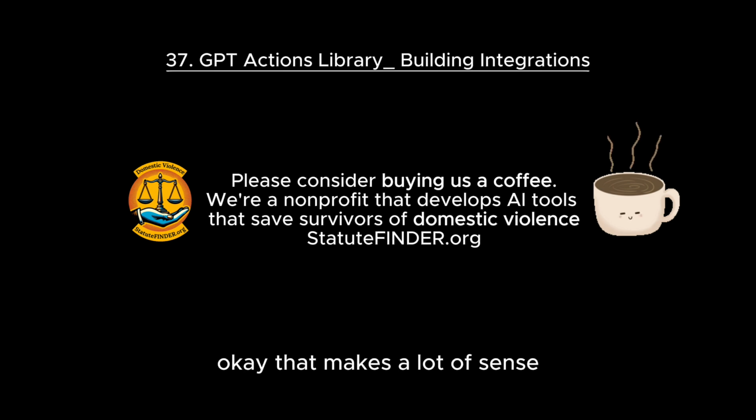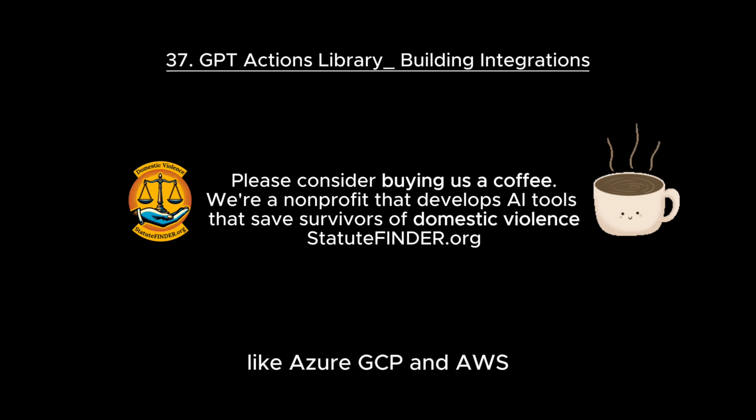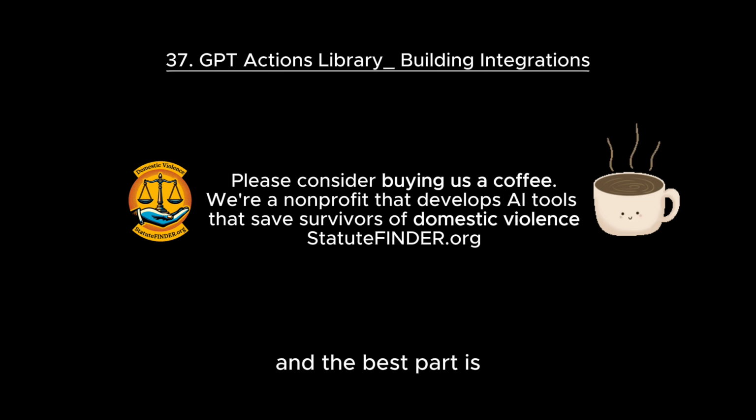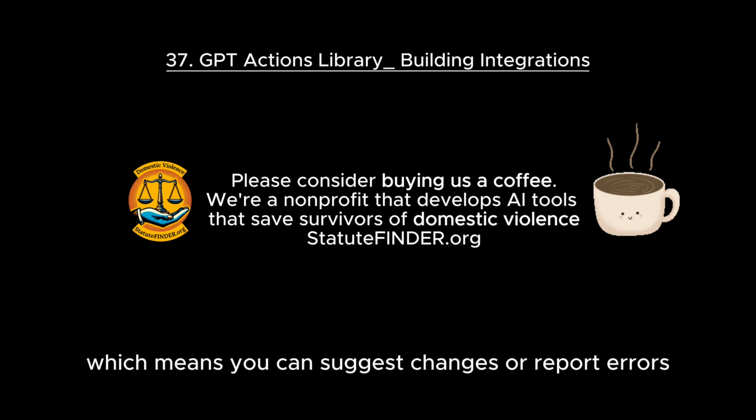Okay, that makes a lot of sense. And you mentioned that the cookbook has resources for middleware. It does. There are specific cookbooks for working with third-party actions and middleware. They even have examples for cloud platforms like Azure, GCP, and AWS. So you can see how professionals are using this stuff in real-world projects. And the best part is you can actually contribute to the cookbook. It's open source, which means you can suggest changes or report errors.